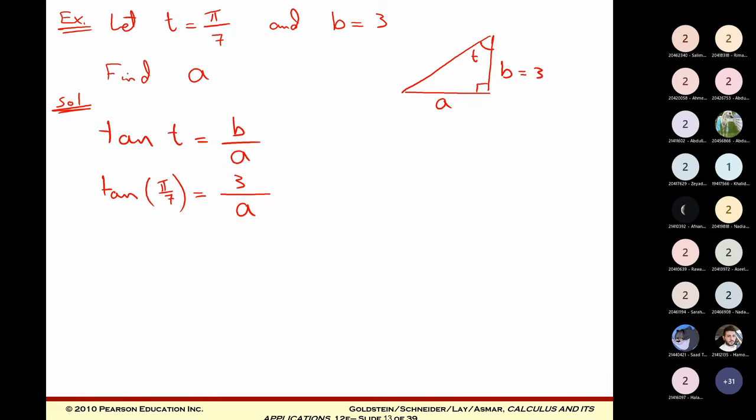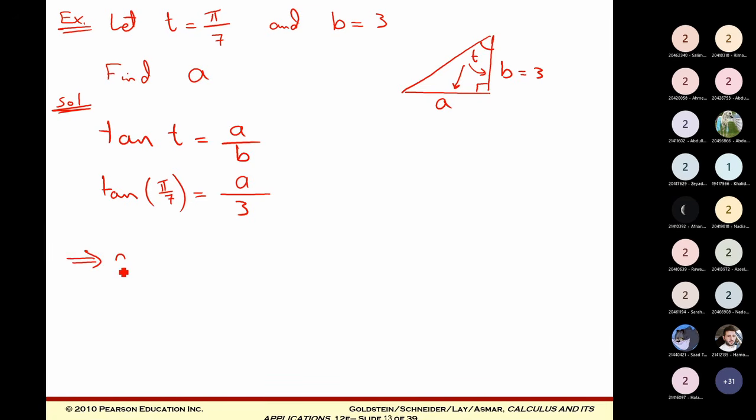Okay. Tan is opposite over adjacent. Good. This is the opposite. This is the adjacent. So not B over A. This is A over B. So this equals A over 3. Okay, good. Karim, good. Rawan. Afnan, good.